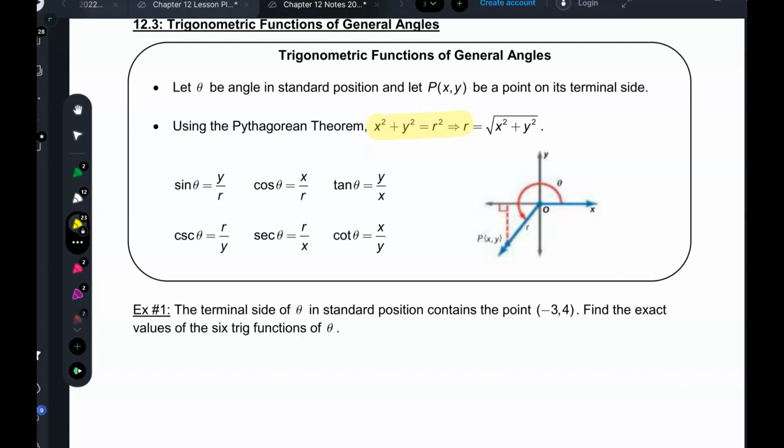What I want you to do is draw a little x and y axis, and I want you to plot the point -3, 4.